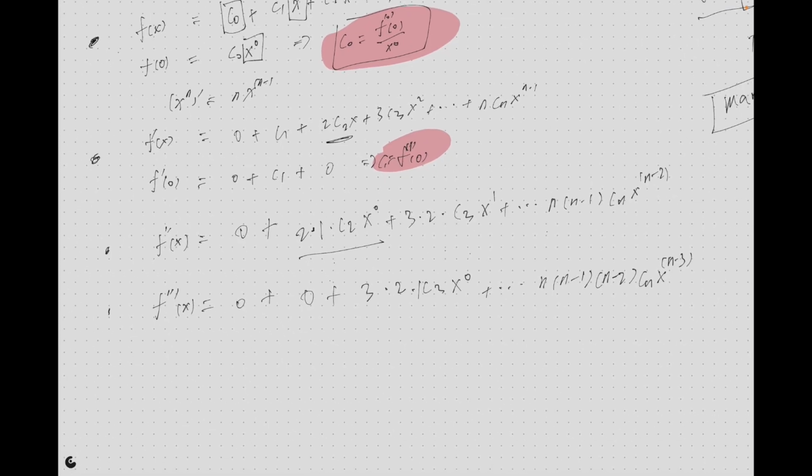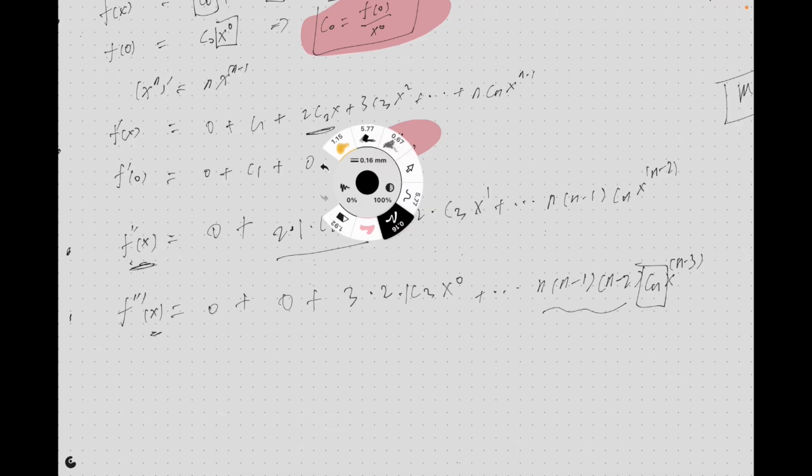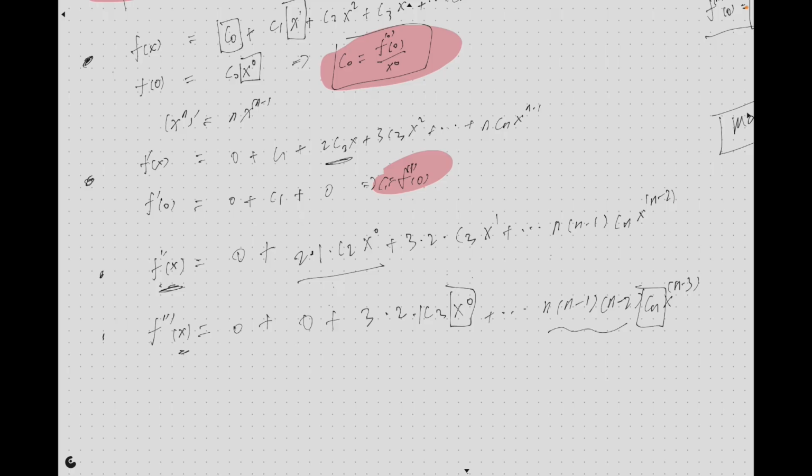And the pattern we could find here is that if we made x equal to 0 in each of these terms, we could see what we find. What we find here is actually the value of c3, if we made x equals 0.